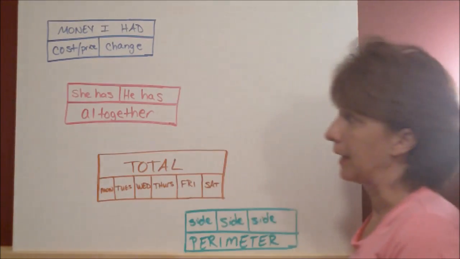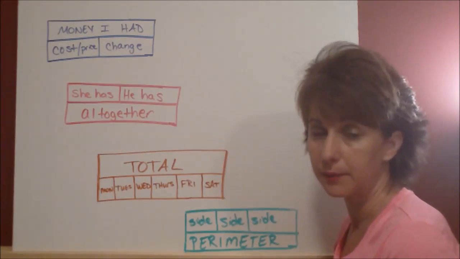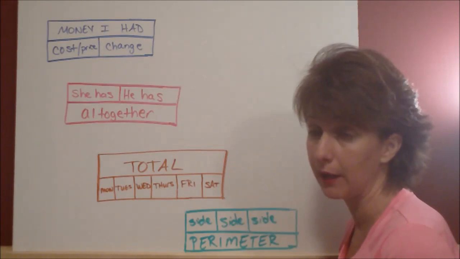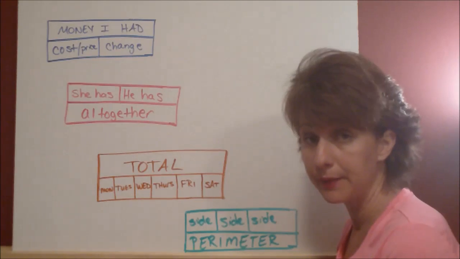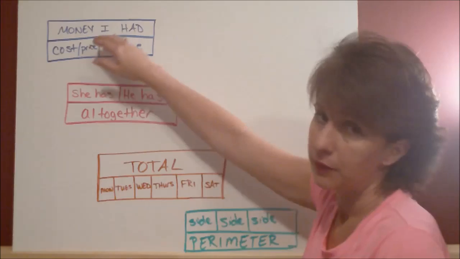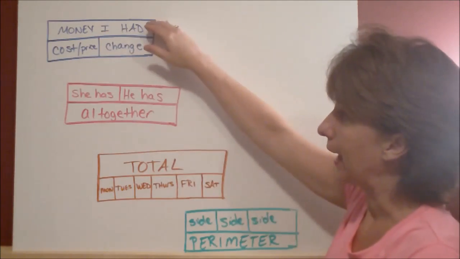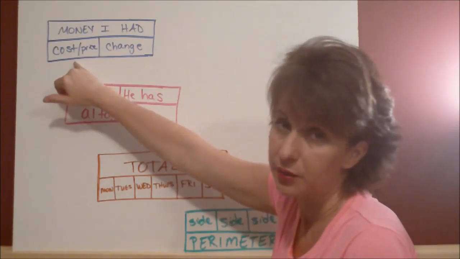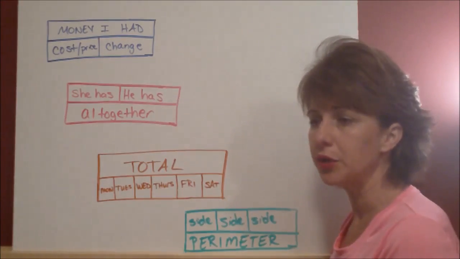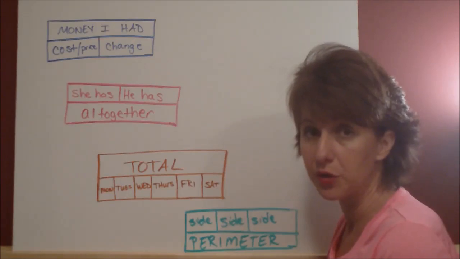Here are some different diagrams known as thinking blocks. I'm going to introduce you to a website at the end that I'd love for you to check out. It's also an app on an iPad or on your iPod. This represents the money I had. This is the cost or the price of something, and this is the change. And really all we're doing is thinking about where the question mark goes.